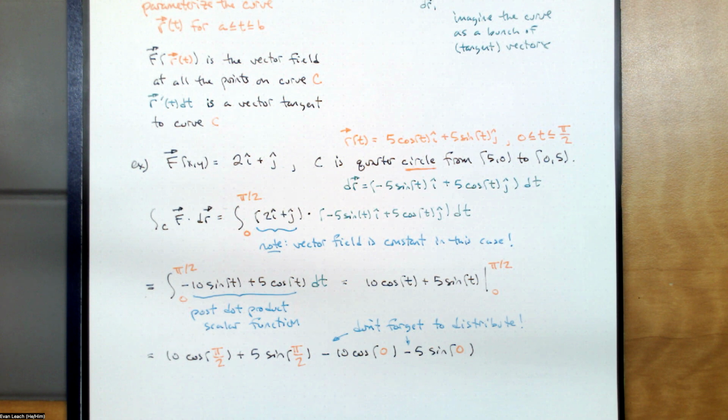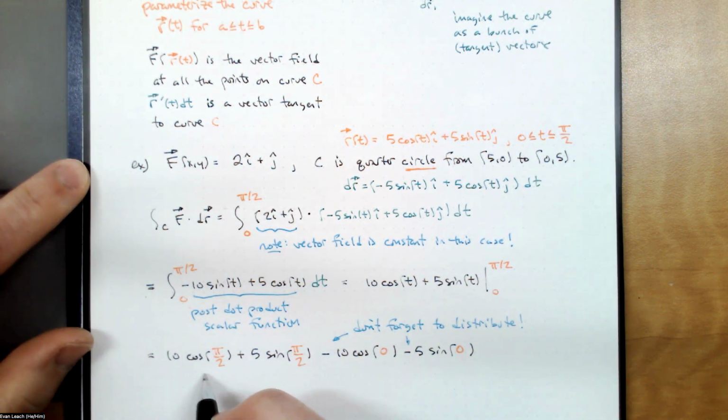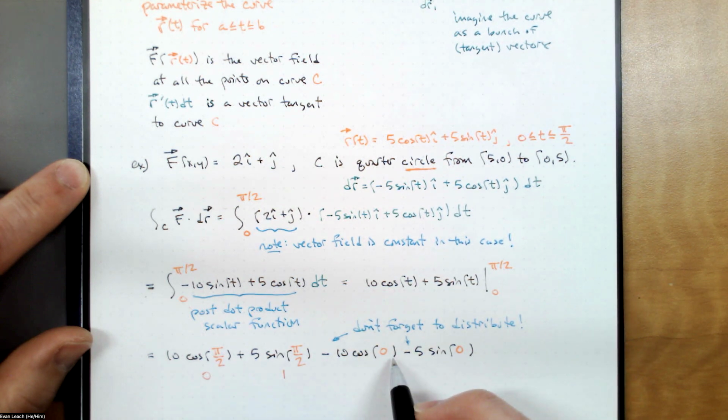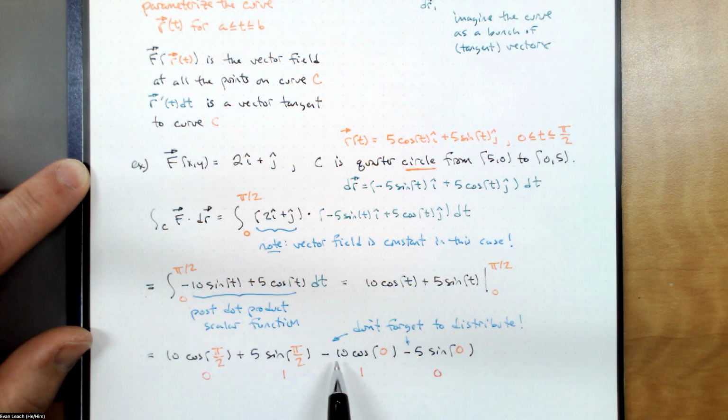Now we just evaluate. Cosine of pi over 2 is 0. Sine of pi over 2 is 1. Cosine of pi over 2 is 0. Sine of pi over 2 is 1. Cosine of 0 is 1. Sine of 0 is 0. So we get 5 minus 10.